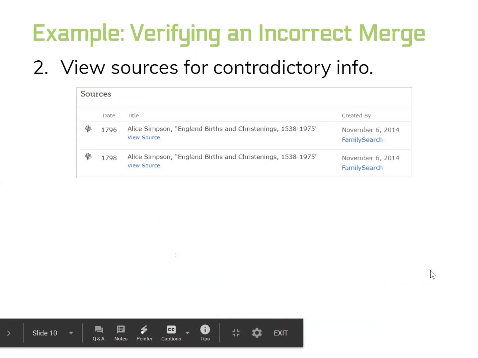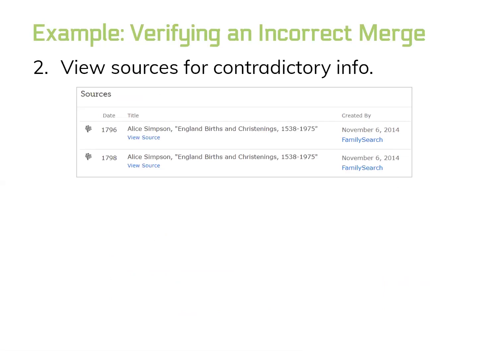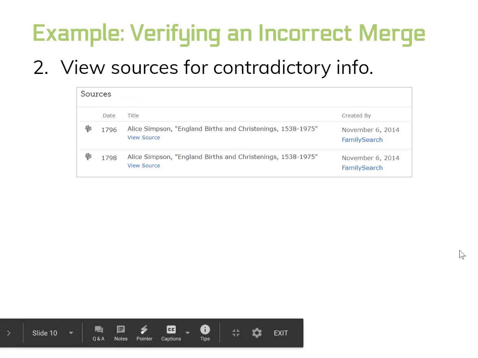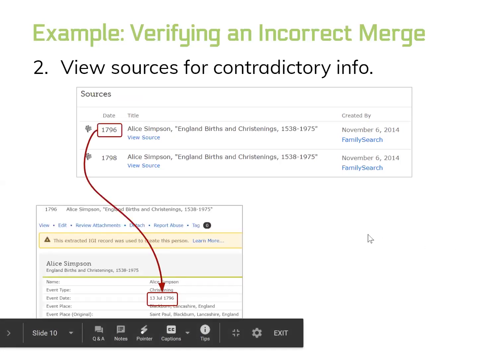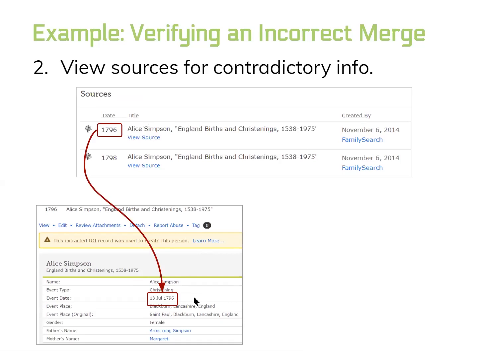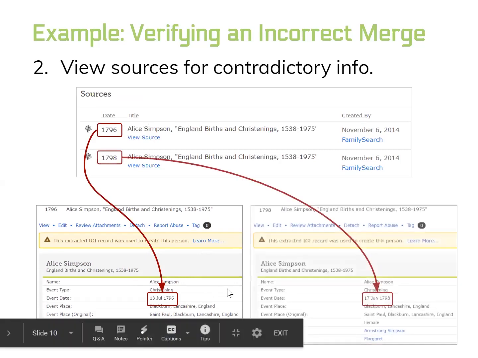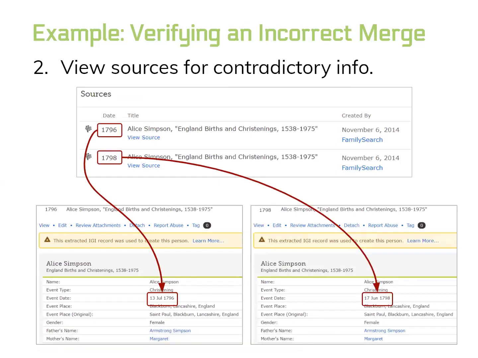To look into this a little further, one of the next things that you might want to do is look at the sources. As you look at the sources for this Alice, what do you notice? Yeah, she's got a christening in 1796, and when we open up this christening, here's the date. It's 13 July 1796. She is the daughter of Armstrong Simpson, a nice unique name, and her mother Margaret. When we open up the other source, we see that we've got an Alice Simpson who is christened on a completely different date, 17th of June, 1798, but she is the child of the same parents.